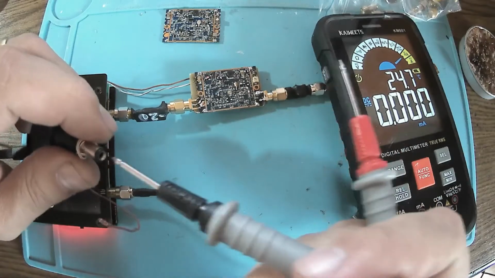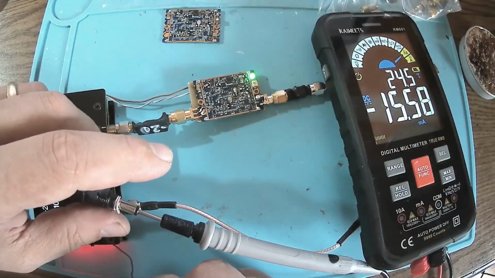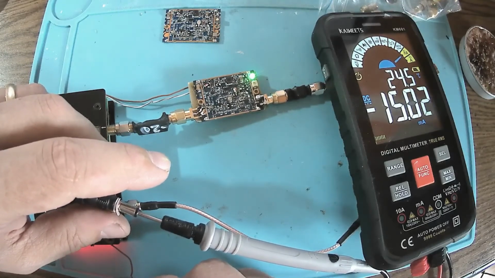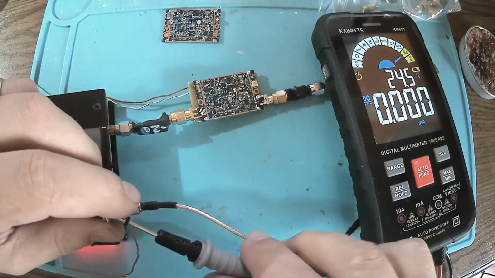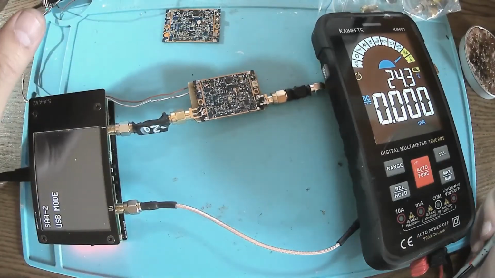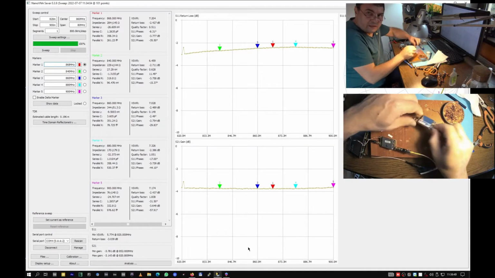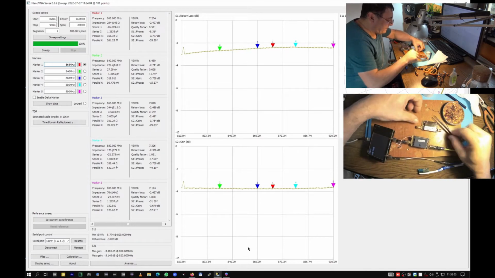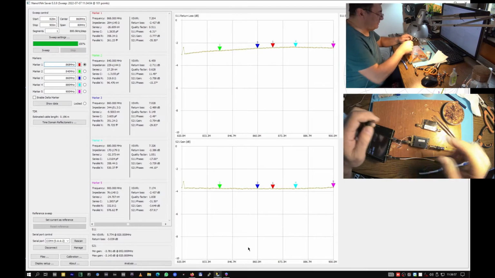Let's measure the current. So this is around 15.5, 16 milliamps. You know what that means? It's almost 10 times lower than the CPF5189 amplifier. Yeah, so both amplifiers are properly fitted with connectors. And now let's have a final test.